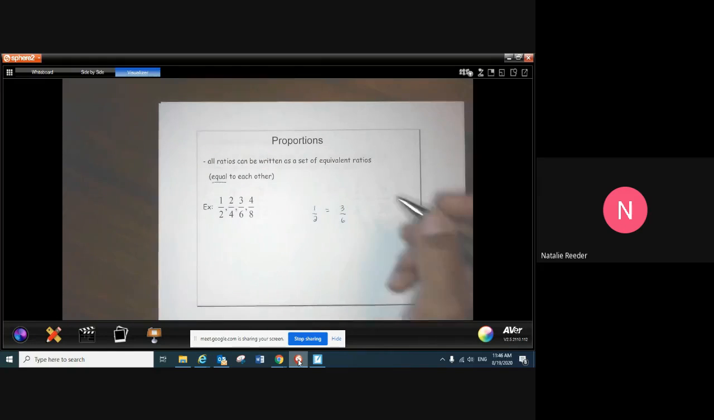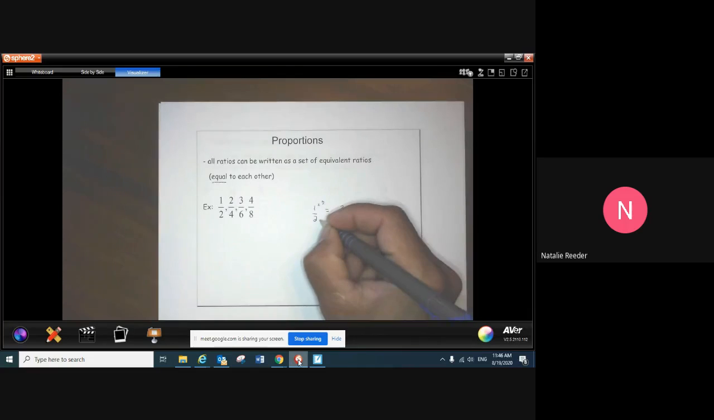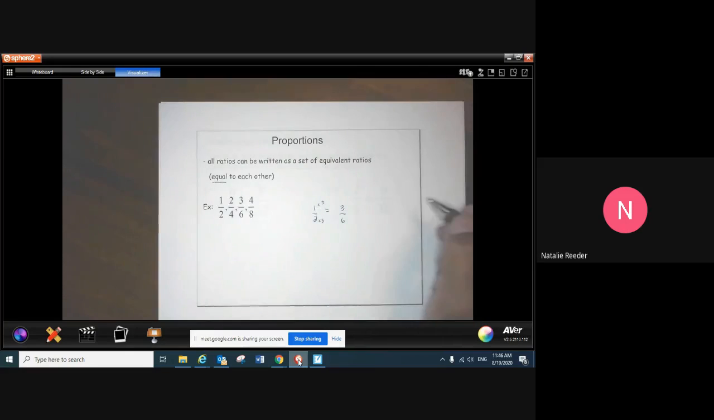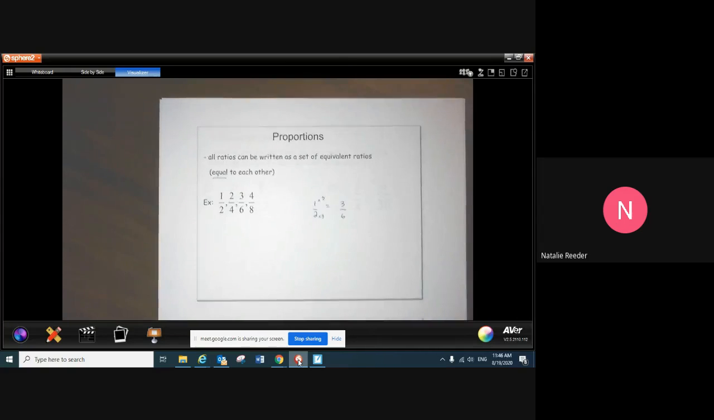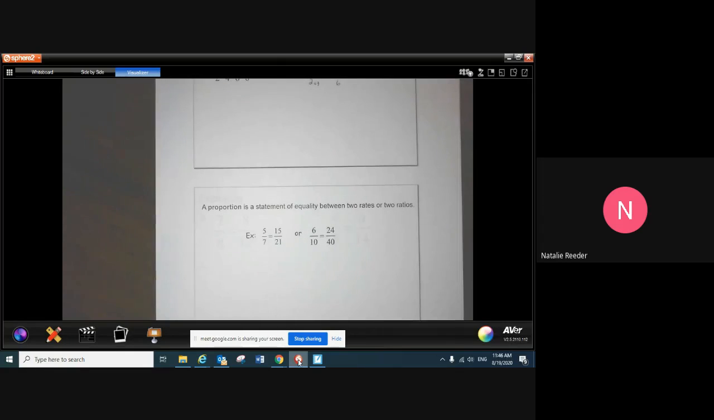And that is correct, because if I was to multiply 1 by 3, it would give me 3. And if I was to multiply the 2 by 3, it would give me 6. So I'm working with equivalent ratios. So another example of that is, a proportion is a statement of equality between two rates or two ratios.